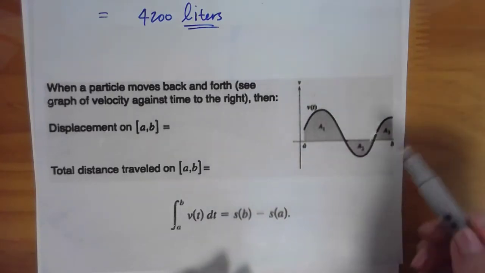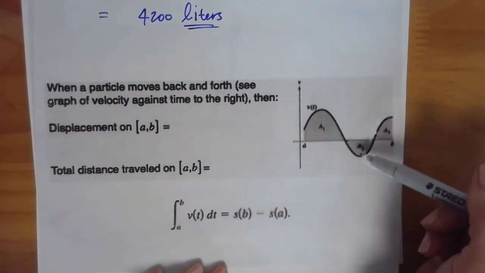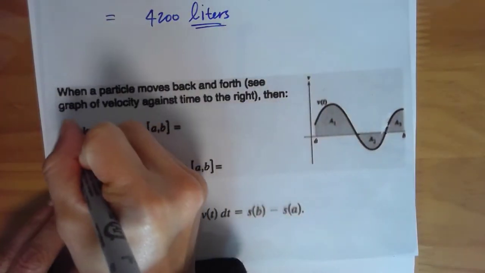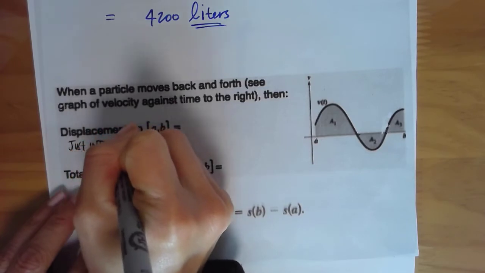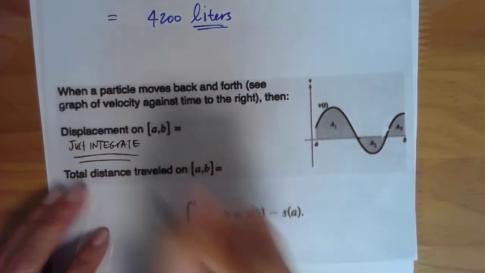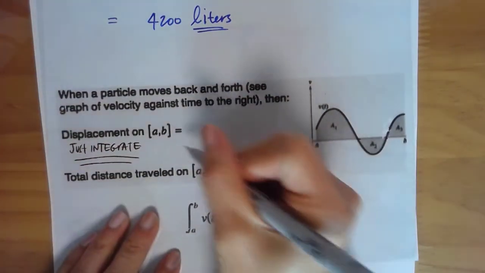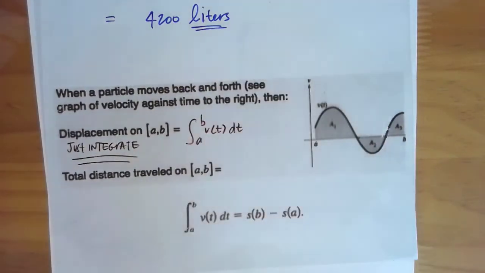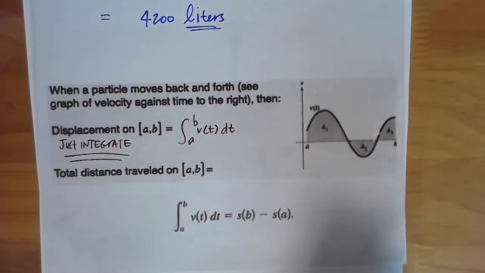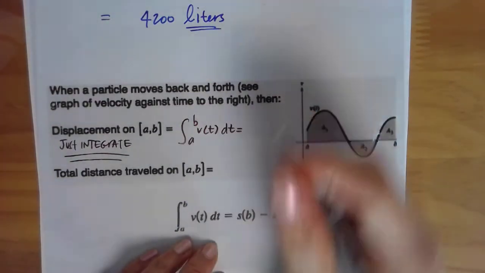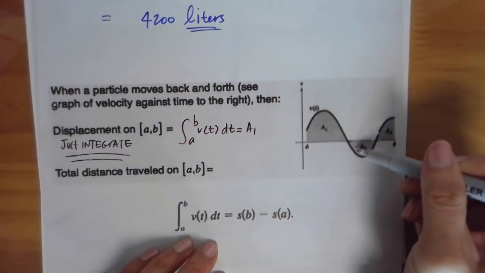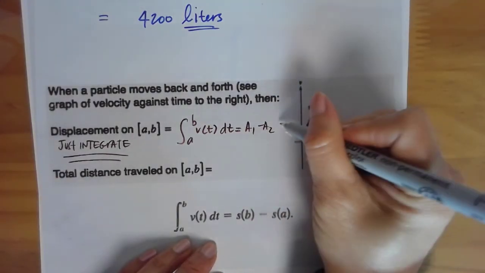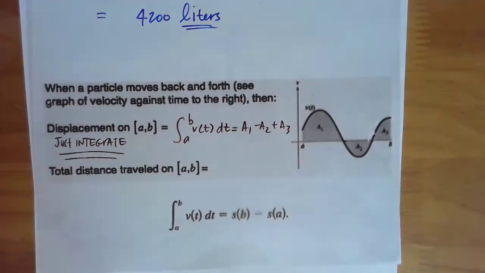So there are three different parts, and I've marked them as A sub 1, A sub 2, and A sub 3. Displacement. Now, displacement, you just integrate. So I'm going to tell you some techniques here. If you're looking for displacement, you simply integrate. That means you take the integral from A to B of this velocity function, which means you get A1, and you see how this is below the x-axis, so you're going to get a negative value. And then here, everything above the x-axis is going to be positive. So that's what you're going to get.